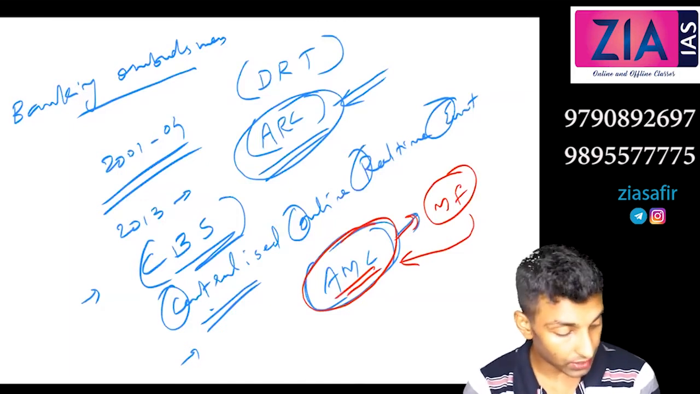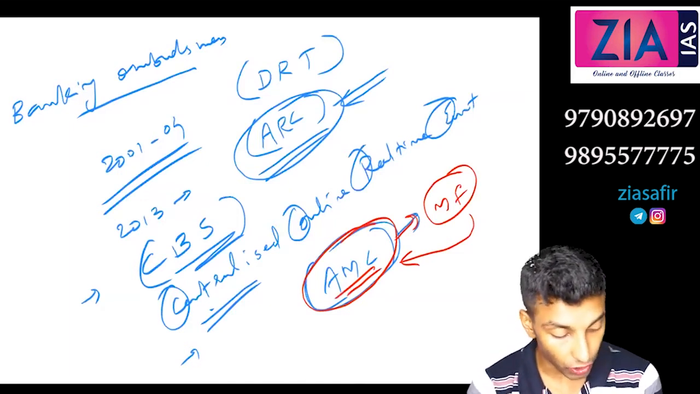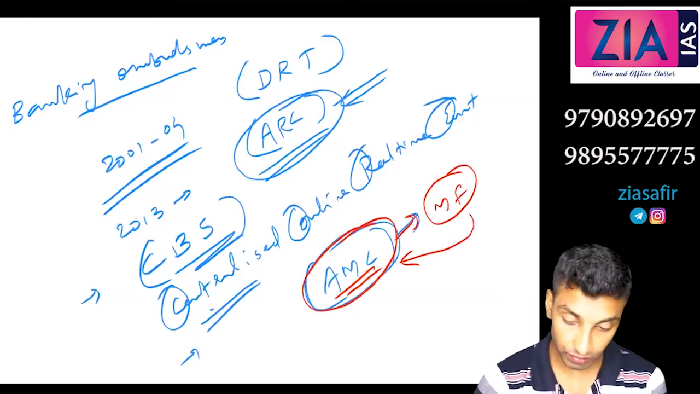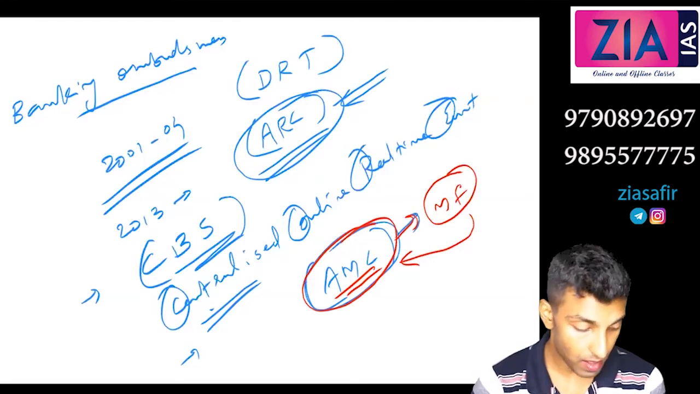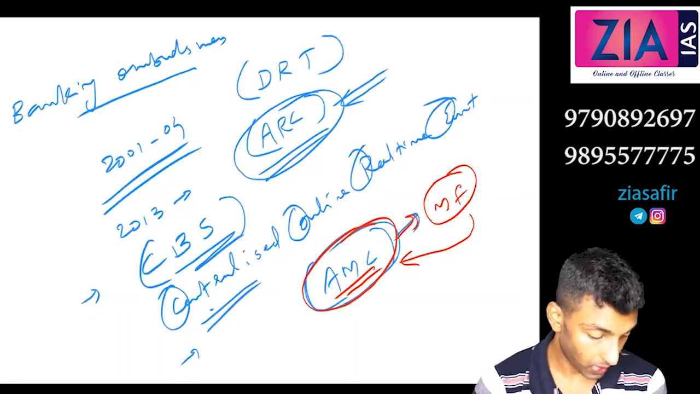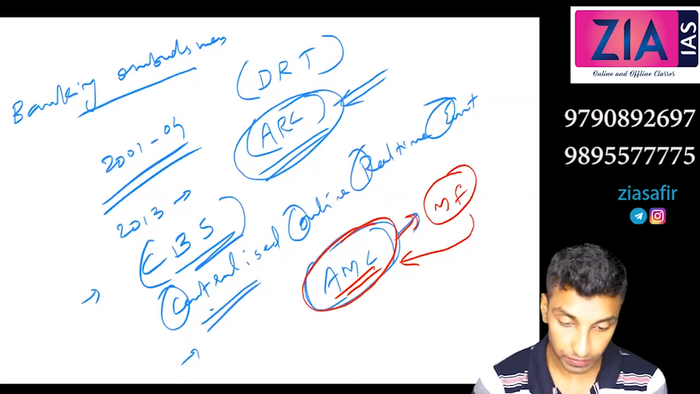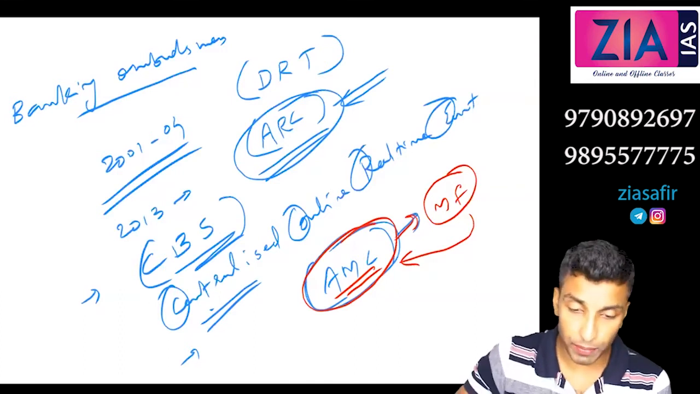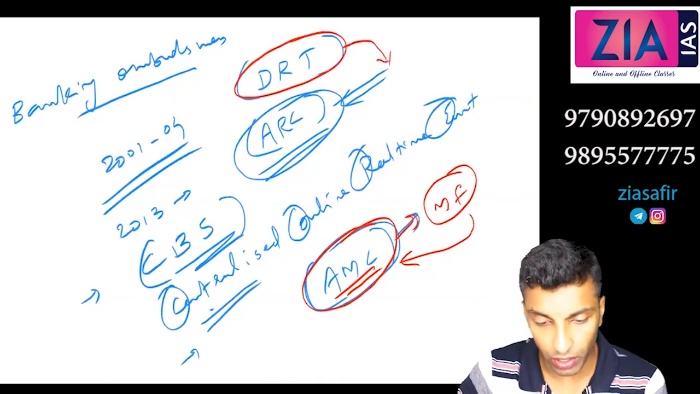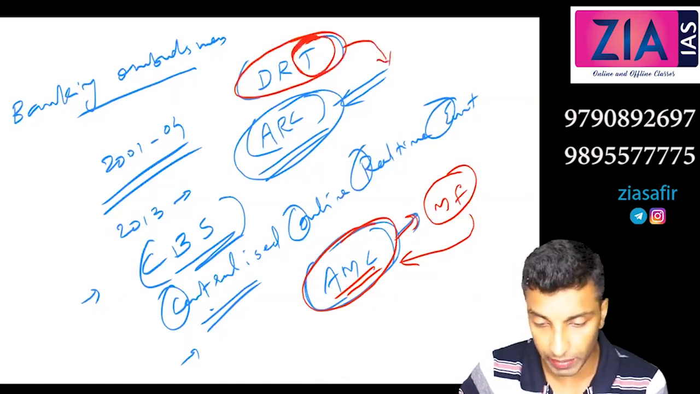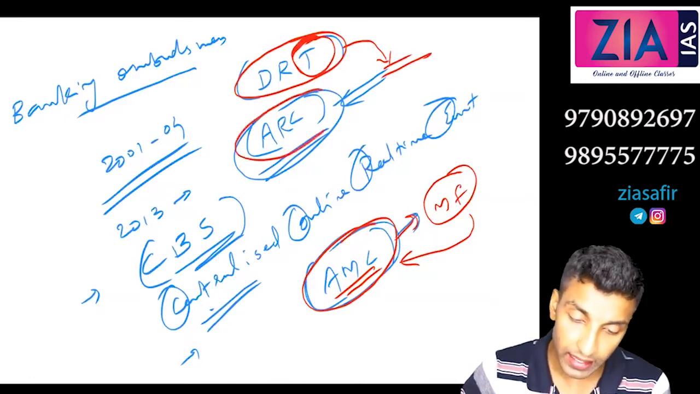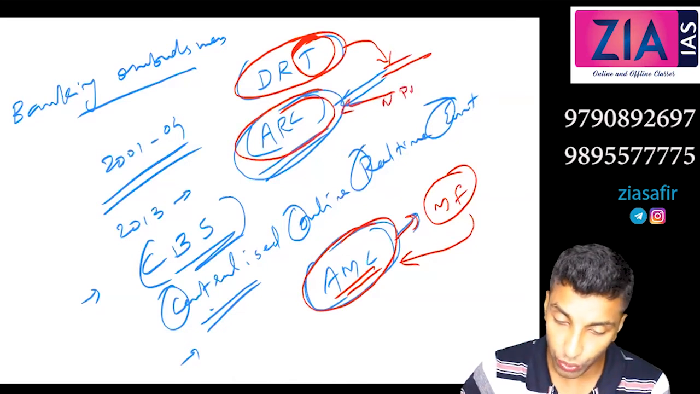So here, asset reconstruction company should be established to purchase non-performing assets of banks at discount. See, the problem with debt recovery tribunal is, if bank goes with this, it is going to take a lot of time. There is a tribunal and the case will be there. So instead, what banks can do is, bank can sell the NPA to ARC.